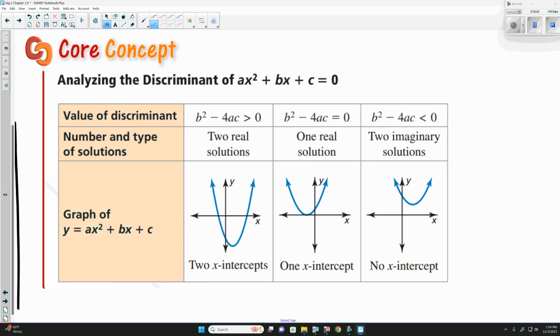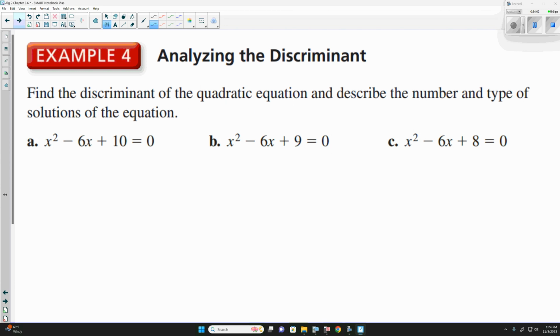If b squared minus 4ac is equal to 0, we saw that a minute ago, we have 1 real solution, because we ended up getting 2/5. And if b squared minus 4ac is less than 0, like we saw was negative 36, we have 2 complex solutions. We have 2 imaginary solutions. We get i. So the discriminant, this b squared minus 4ac, will tell us how many solutions we'll have, either 1 or 2, and what type of solutions we'll have, either real or complex.